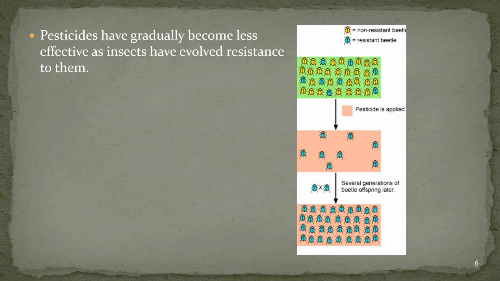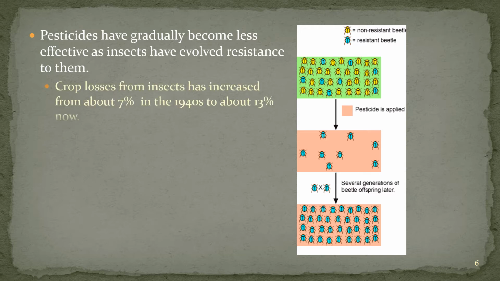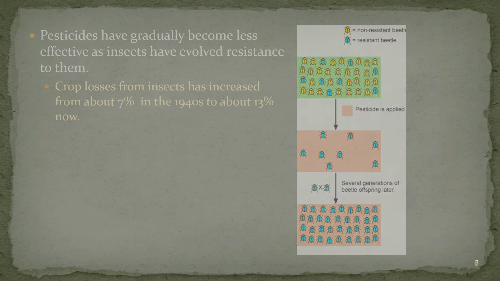All right. Pesticides have gradually become less effective as insects have evolved resistance to them. So, in this example, in the first population, we have almost equal, but maybe slightly fewer resistant beetles, and then we have a whole bunch of the non-resistant beetles. Pesticide is applied, and all that's left are the few resistant beetles. Well, then two of them make babies, and then you get a whole generation of beetle offspring that are resistant, because maybe genetics work that way. So crop losses from insects have increased from about 7% in the 1940s to about 13% now.